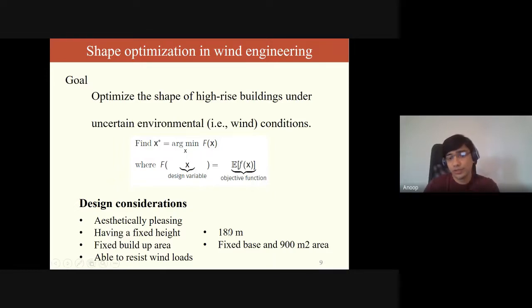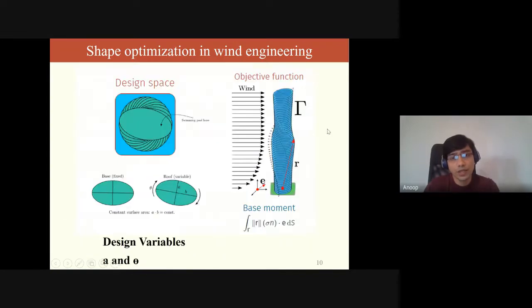And we fix the height, which is something like 180 meters. And we fix the built-up area at the top so that a fixed area can be sold by the customer or something like that. And most importantly, it would be able to resist the wind loads. So we have our problem now defined, and this is how our design space looks.